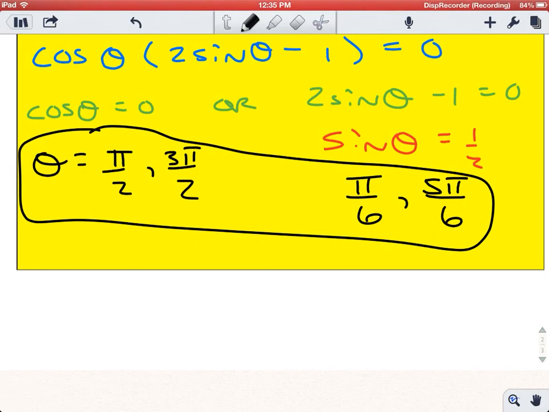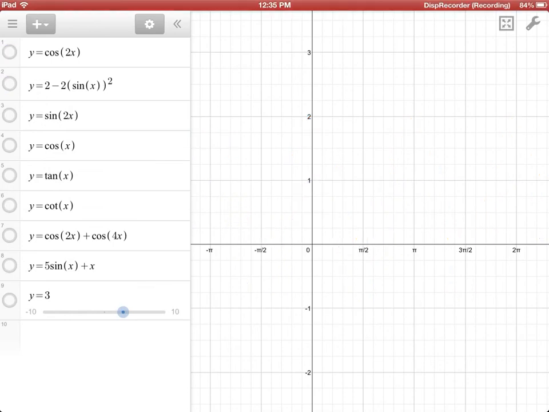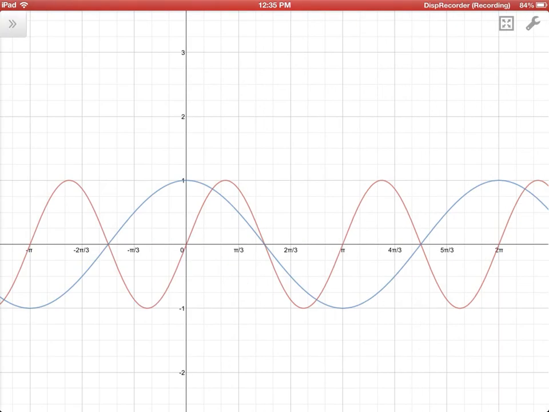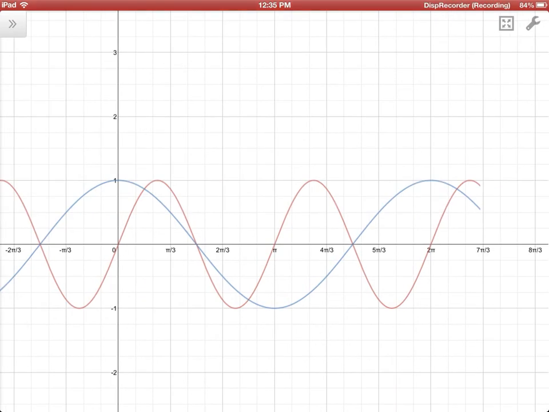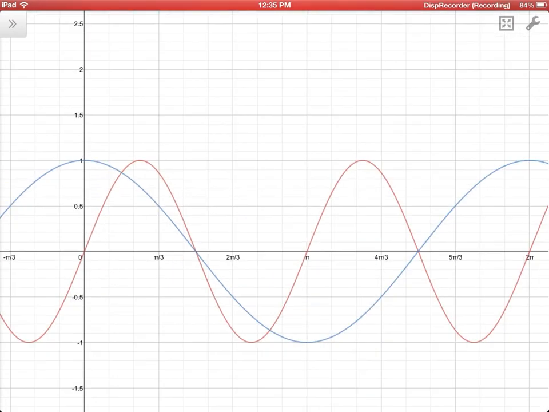And then let's go back and take a look at a graph again. And that should be apparent if we look at the graph. So I'm going to do sine of 2x and just regular old cosine. And where do they intersect in between 0 and 2 pi? How often do they intersect? And you should be able to see that pretty well here. We've got an intersection there.